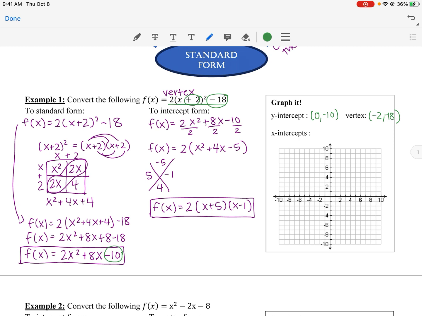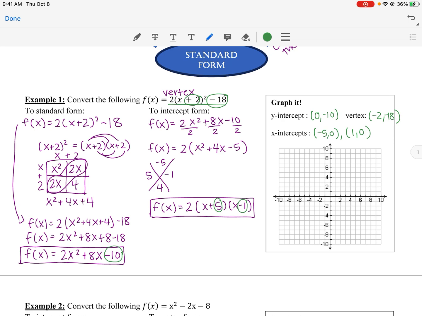This factored or intercept form tells you your x-intercepts. So we do have a positive 5, and we've got a negative 1. The only thing you've got to remember, just like with the vertex, is the opposite. So it's the negative 5 and a positive 1. From there, you probably have enough to go ahead and graph it.